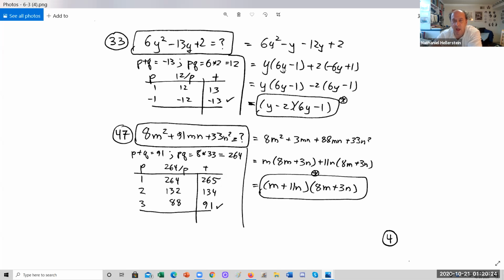Here's the thing. 6y minus 1 and negative 6y plus 1. These are not quite the same. They're off by a sign. So I take another step by pulling out a negative. So instead of 2 times negative 6y plus 1, it's negative 2 times 6y minus 1. So basically this needed to flip all the signs, and I flip it.